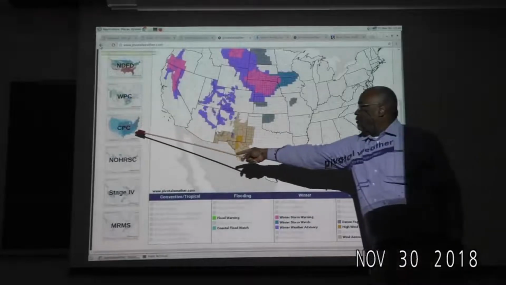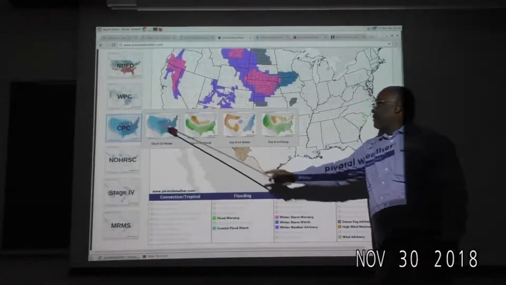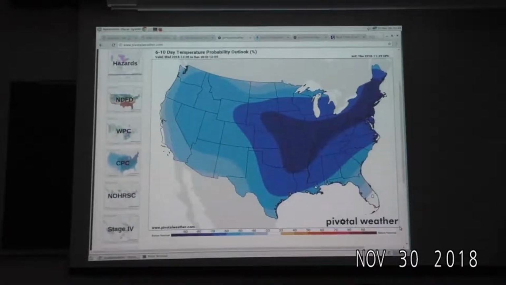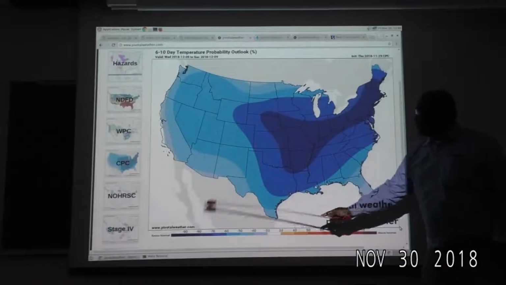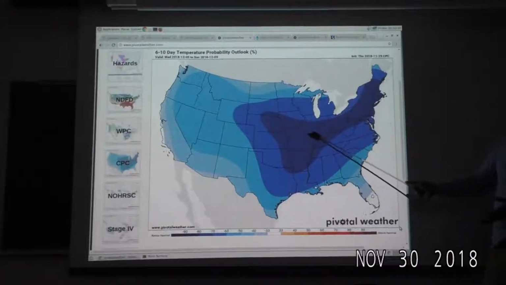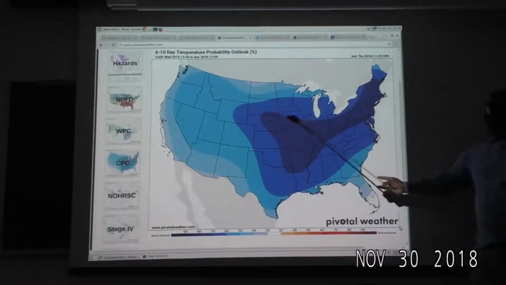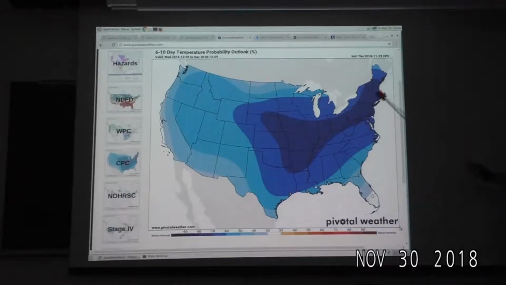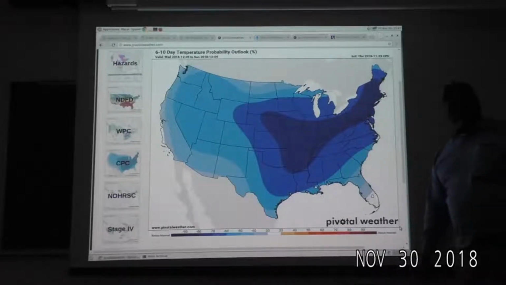Looking ahead, and we'll get to the local forecast in a second, just in terms of temperature anomalies, this is the next week ahead for us, and you can see a strong likelihood of below normal temperatures. The darker blue doesn't mean it's going to be colder. It simply means the percentage chance it's going to be below normal is significant, 90% chance in this region. So much of the country is going to be below normal.